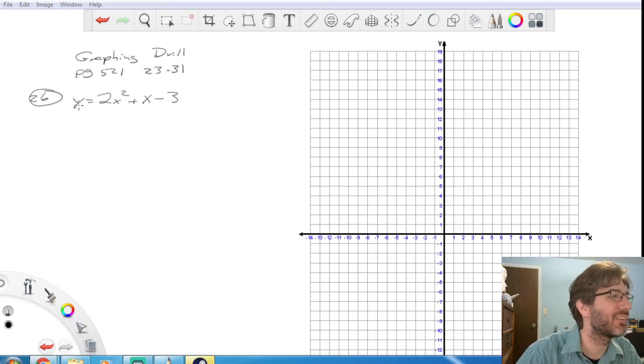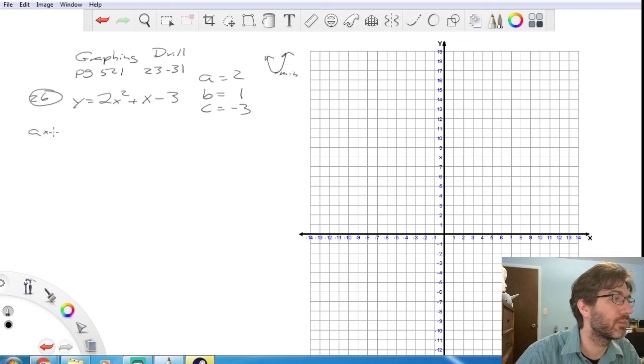What are we doing? Oh yeah, graphing this. So we got an A value, a B value, and a C value. A equals 2, B equals positive 1, and C equals negative 3. This being positive, you know it's going to open upwards, and you're going to have a min.